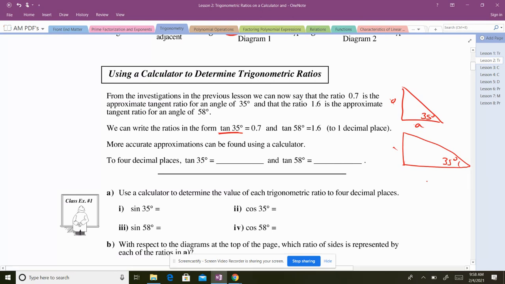So before the advent or the invention of calculators, we used to have to use these things. And this only goes up to 90 degrees, and it's only to 4 decimal places. Yes, they can keep going in terms of decimal places, but we have calculators. All right. So everybody, take out the calculator, please.